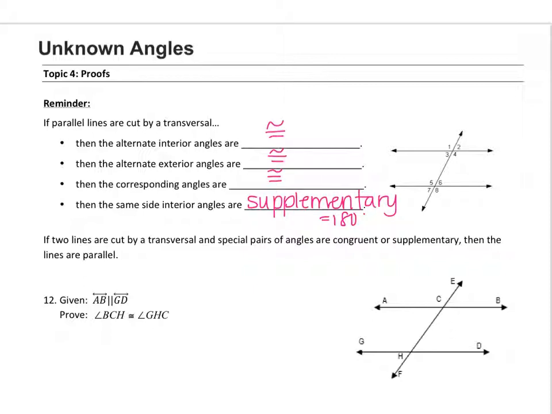We can also think about the reverse of that, or the converse of that. If two lines are cut by a transversal and special pairs of angles are congruent or supplementary, then the lines are parallel. So we're going to dive right into our first proof.